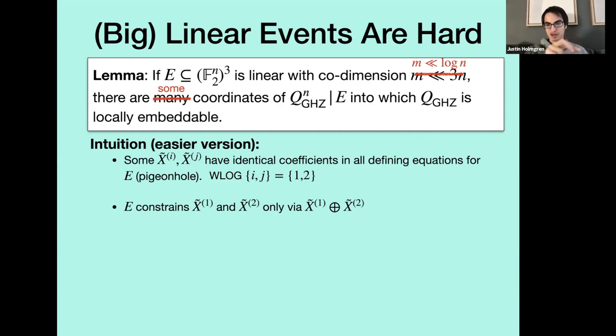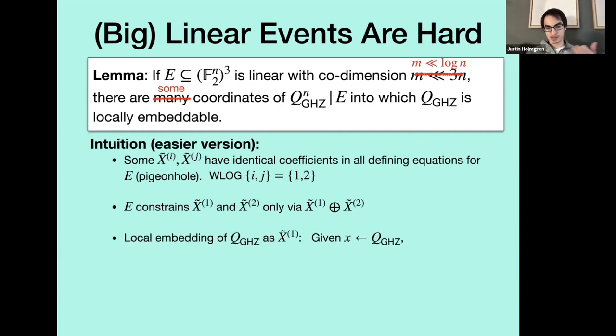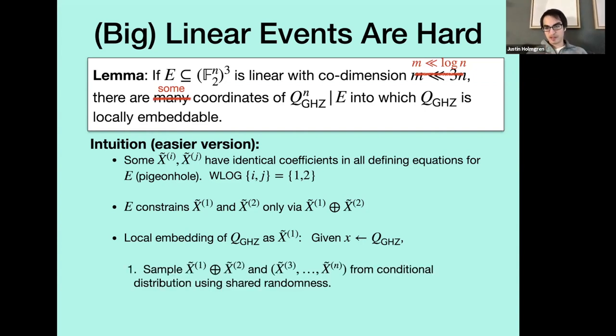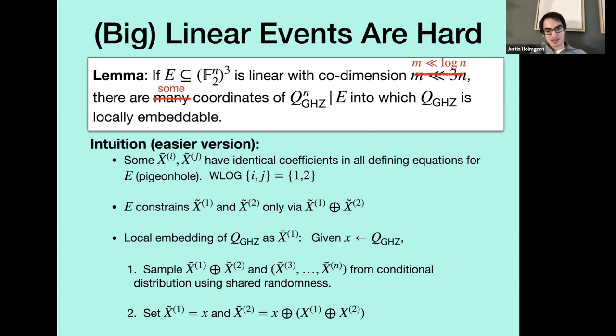So the point is that if you just look at x1 individually, that's not really constrained. And so the idea of the local embedding is that if you want to embed a query into the first coordinate, you can have the players sample all this stuff using shared randomness. They can sample the XOR of x1 and x2, and then they can sample all the rest of the stuff we don't really care about. The distribution of this doesn't depend on the distribution of x1 in a sense. So what the embedding can do is take this query, set that to be x1, and then define x2 by just XORing in this x1 XOR x2 that all the players know. And so step two, each player can do locally.